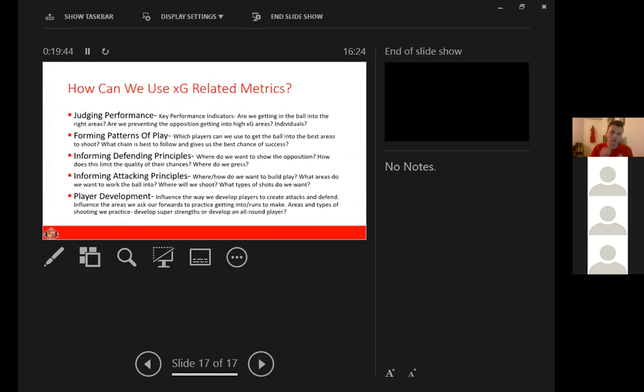And then just to finish on for some discussion. It can be used to some use as key form indicators. So are we getting the balls in the right areas? Are we preventing the opposition from getting into high areas? How are individuals performing? How does that look?